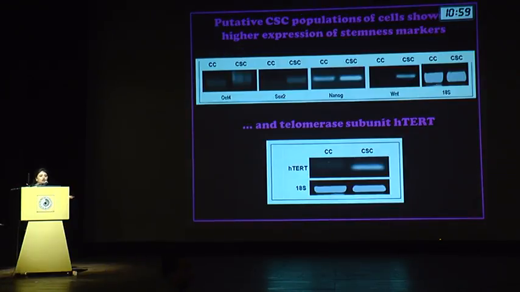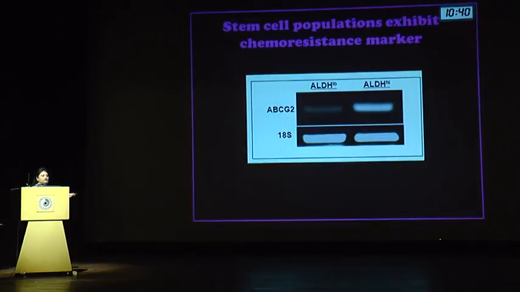And just to find out, are these really cancer stem cells? We analyzed different stemness markers like OCT4, SOX2, and Nanog. We also found that the telomerase hTERT unit is highly expressed in the CSC population, the cancer stem cell population. And we also found ABCG2, which is a very good marker for chemoresistance, is also upregulated in the aldehyde-high population. So definitely these cells are different from the bulk tumor cells.